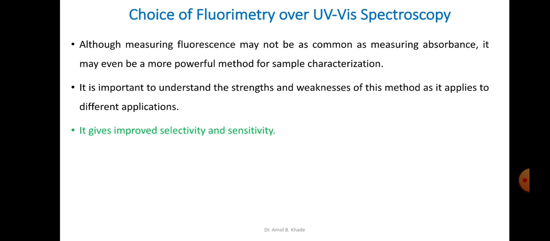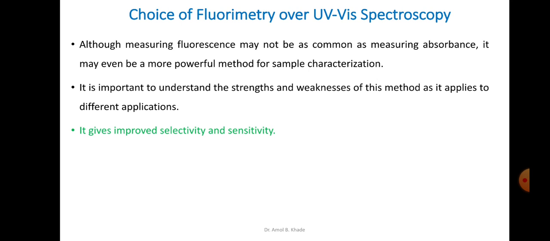Now next is the choice of fluorimetry over UV visible spectroscopy. So how can we select which method is better for my particular sample? So you know, although measuring fluorescence may not be as common as measuring absorbance, because UV visible spectroscopy is very widely used and very common, but fluorescence spectroscopy is not so common. So it may be even a more powerful method for sample characterization. So it is important to understand the strengths and weaknesses of this particular method when applying it to different kinds of samples.